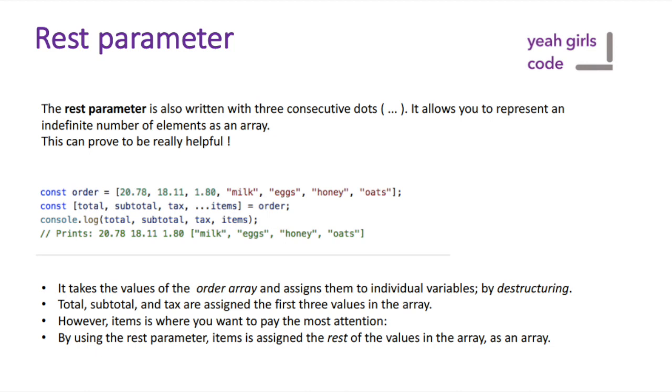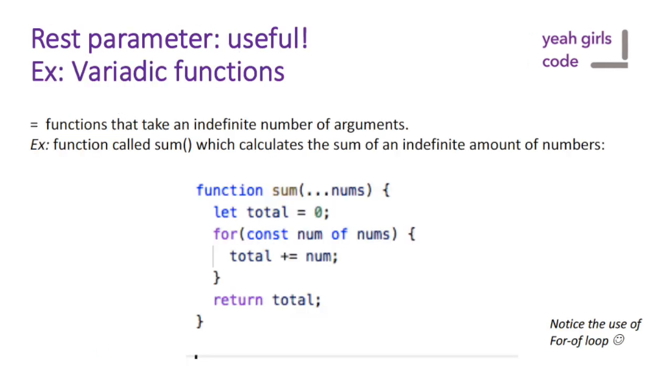So another case of how the rest parameter can be super useful is with the variadic functions. So the variadic functions are simply functions that can take an indefinite number of arguments. So for example, a function called sum, which calculates the sum of an indefinite amount of numbers, would look like that. So pause the video and look at it and try to understand how it is done. But I think that this is quite intuitive, right? You have function sum(...nums), let total equal 0, for a const num of nums, total plus equal num, return total. It's really, really, really intuitive. And notice the use of the for...of loop.